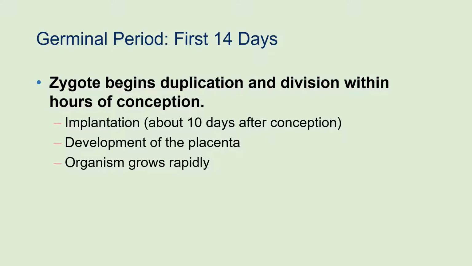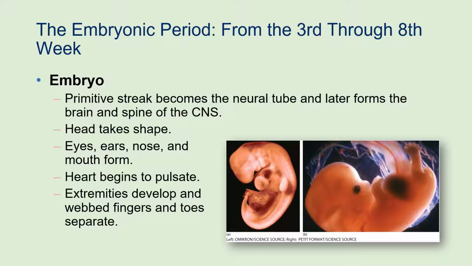The implanted zygote is less than a millimeter in diameter, yet its cells have already begun to differentiate. The layer of cells closest to the uterus becomes the placenta, a structure through which nutrients and wastes are exchanged between the mother and the developing organism. After the zygote is completely embedded in the uterine wall, it is called an embryo. This new period typically begins the 3rd week after conception and lasts until the end of the 8th week.